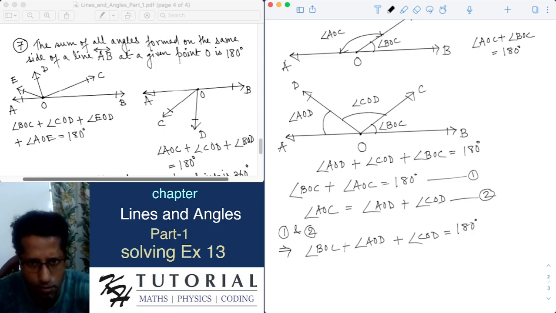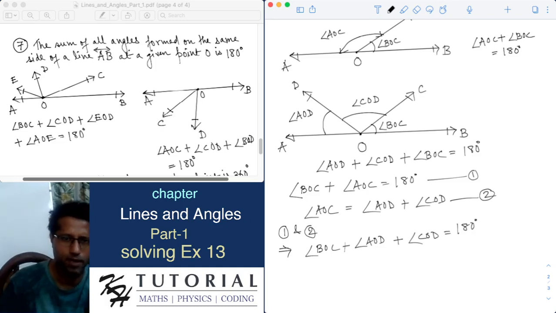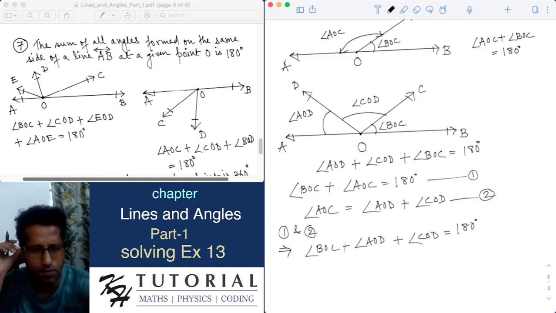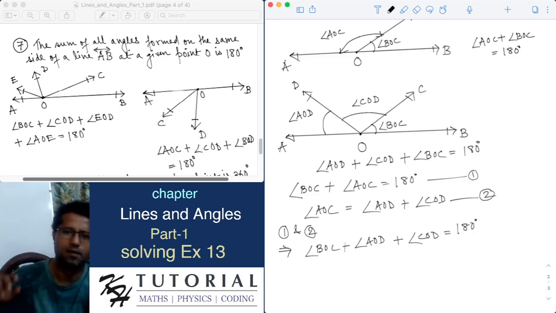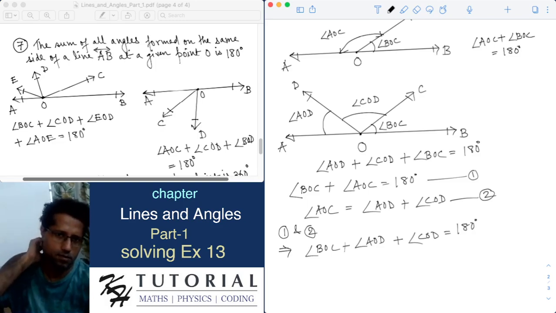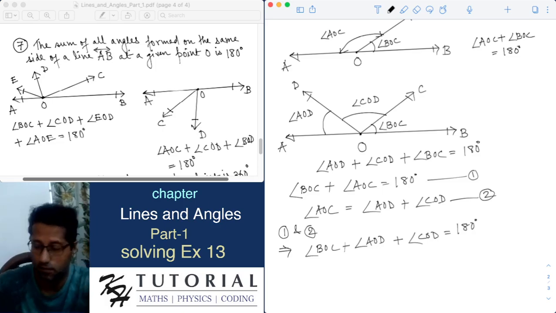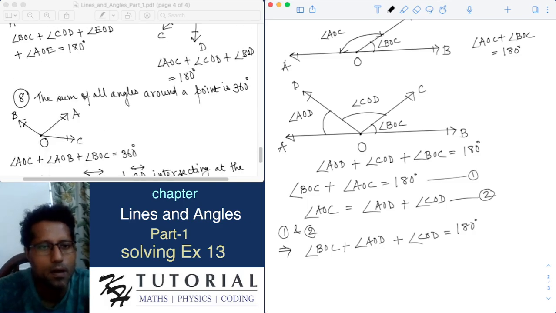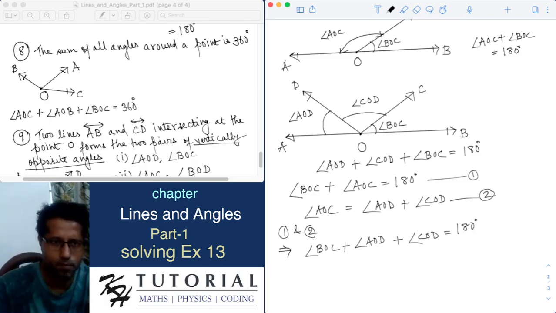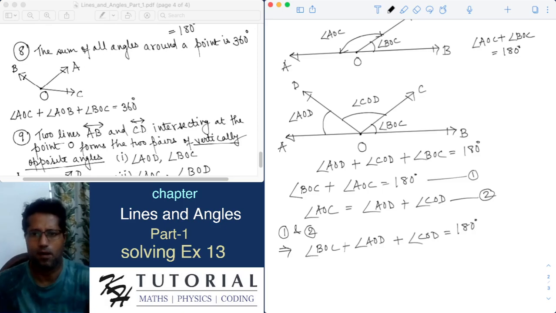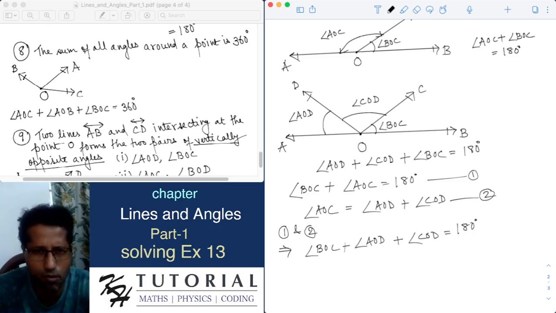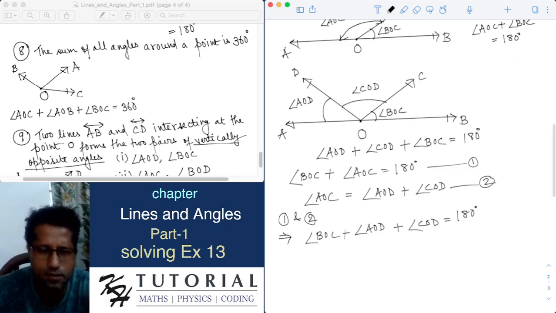So in the notes, you can see I have two diagrams. One has some angles formed on the upper side of the line AB, and the second has some angles formed on the lower side of the line AB. Property number 8 is that the sum of all angles around a point is 360 degrees. The sum of all angles around a point is 360 degrees.